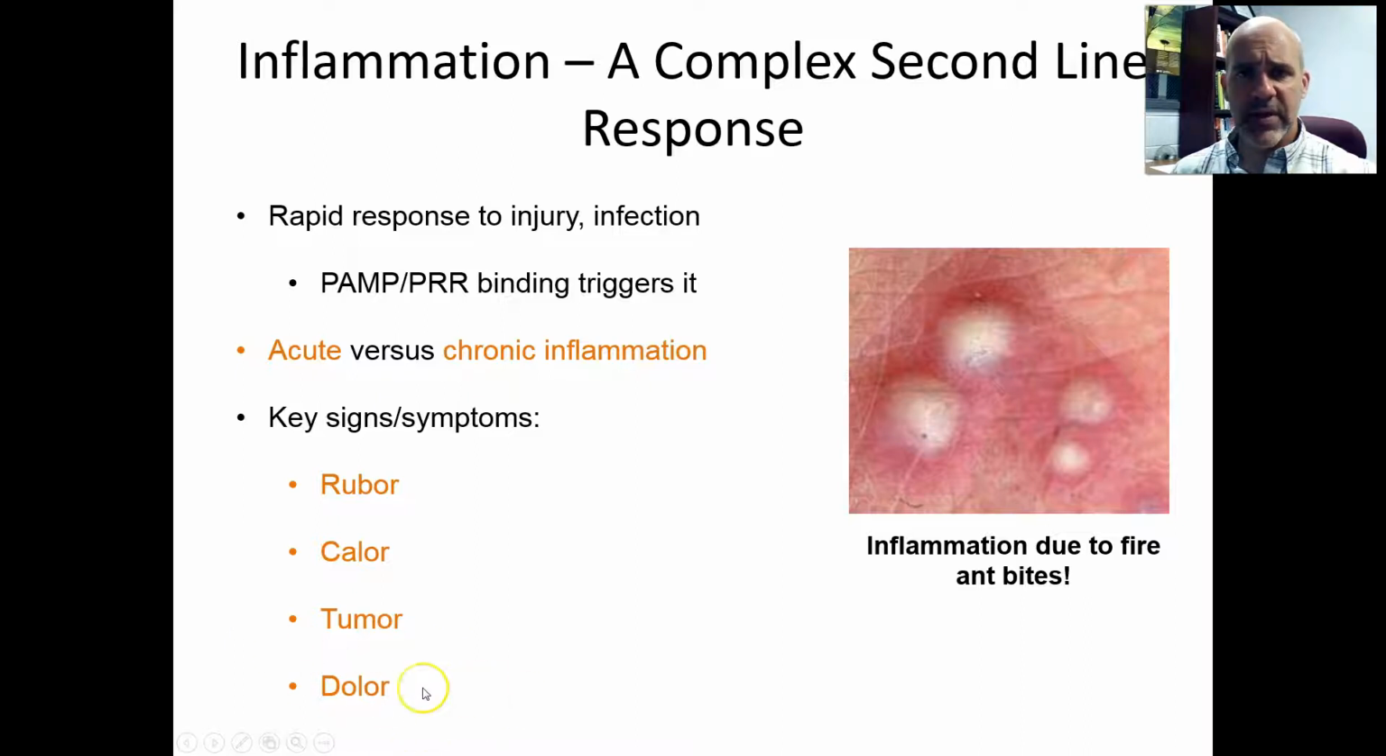And dolor refers to pain. Damaged cells will release chemicals that are detected by sensory neurons. These sensory neurons involved in pain sensation will transmit signals to your spinal cord, and the spinal cord sends them up to the brain so that you detect the pain sensation associated with that.